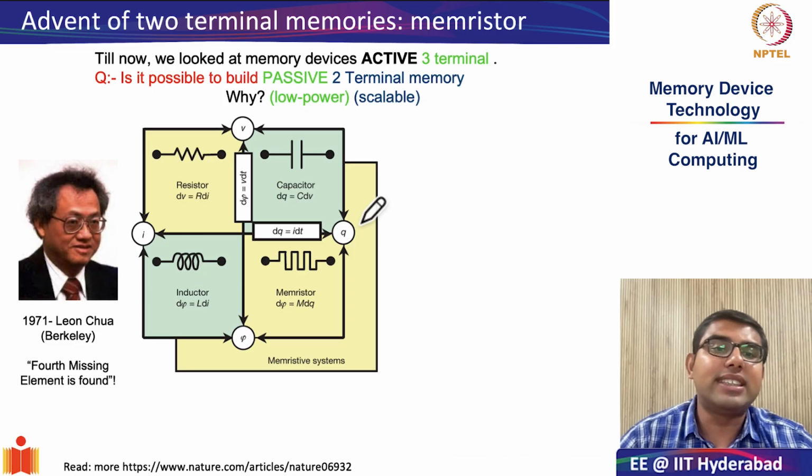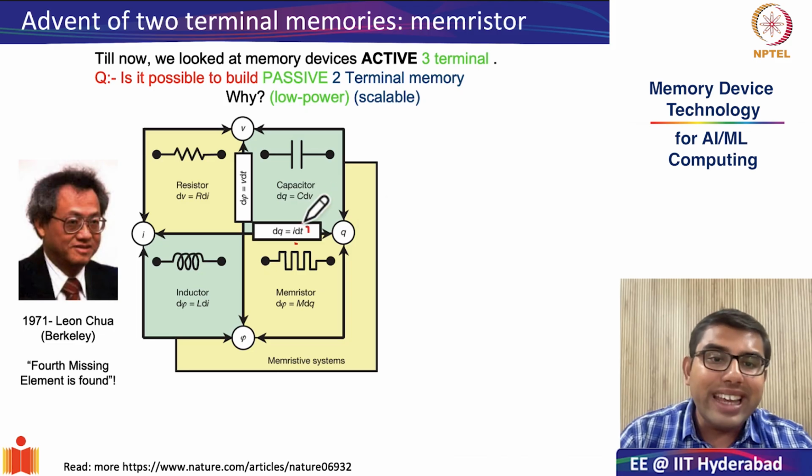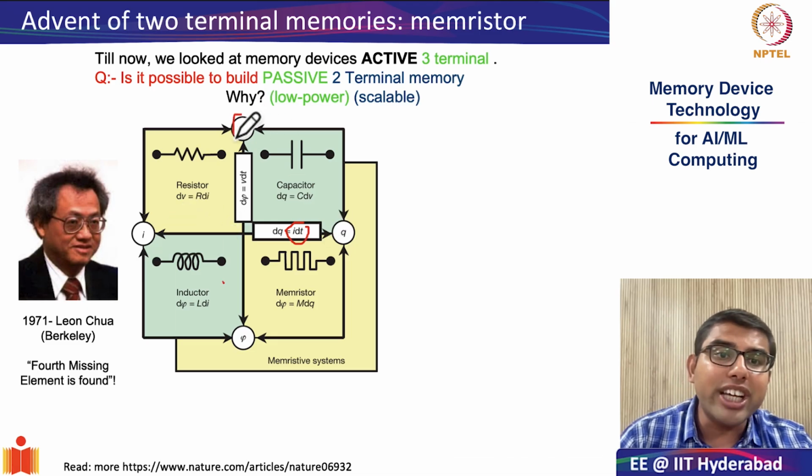Of course, all these are interchangeable. If you integrate current, the integral of I dt will give you charge. So the integral of current gives you charge. Similarly, the integral of voltage over time gives you flux.